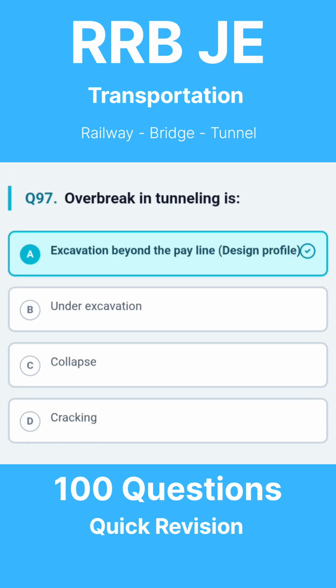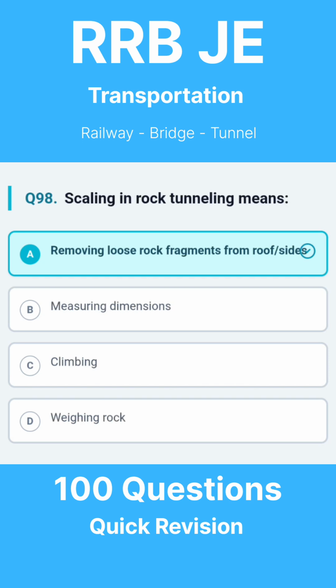Question 97. Overbreak in tunneling is? The correct answer is excavation beyond the pay line, design profile. Question 98. Scaling in rock tunneling means? The correct answer is removing loose rock fragments from roof/sides.